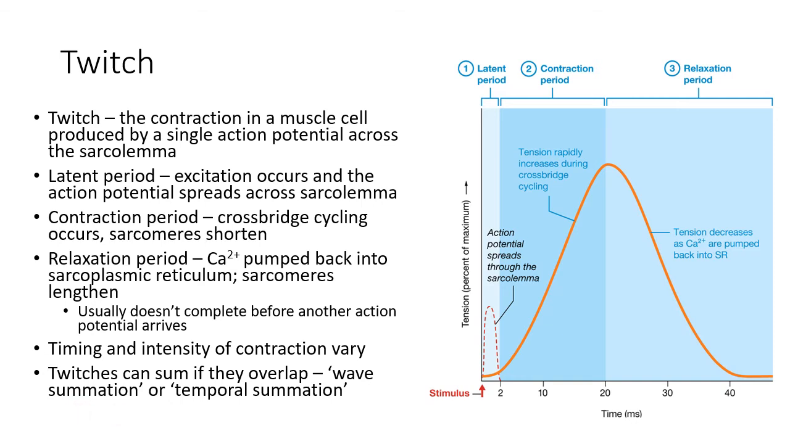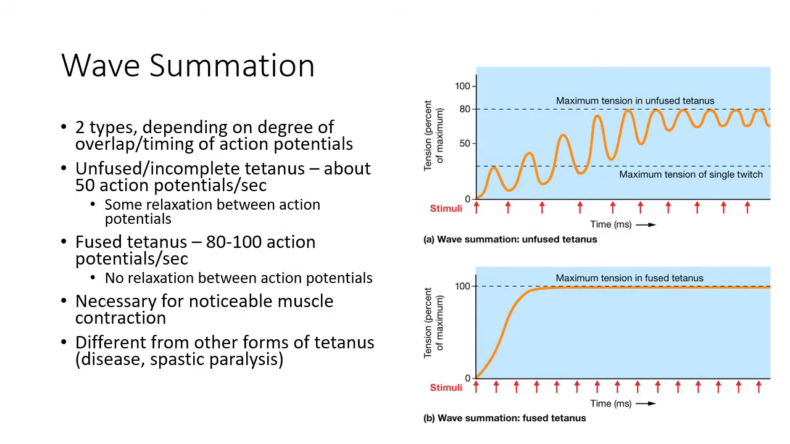So that individual twitch is very small. It's not enough to actually get work done. In order to do meaningful work, you have to have a lot of twitches that add up together. The way that twitches add up is called wave summation, but it could also be called temporal summation. So you have two types of wave summation. First you have unfused tetanus, also called incomplete tetanus, and then you have fused tetanus, also called complete tetanus.